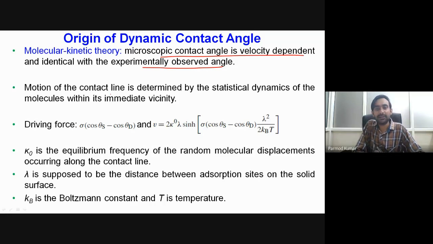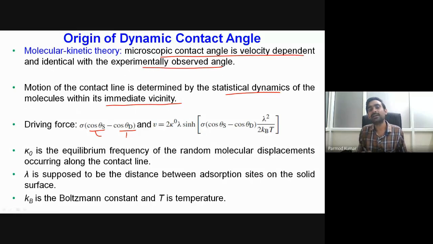In this case, we consider the motion of the contact line by determining the statistical dynamics of the molecules within the immediate vicinity. At the molecular level, the driving force for the contact line is sigma times (cos theta s minus cos theta d), the difference of the static contact angle and the actual value of the contact angle, which causes the contact line to move and acts as the driving force.